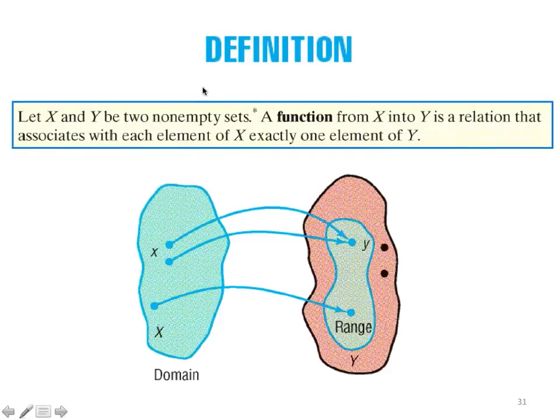Okay, now we have a definition of a function here. So x and y are going to be two non-empty sets. So a function from x into y is just a relation that associates each element of x with exactly one element of y.